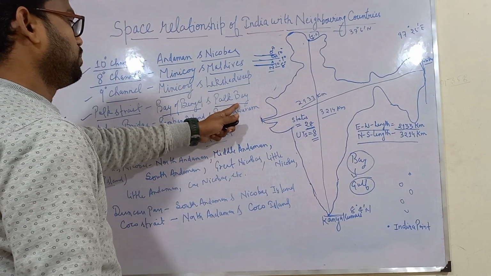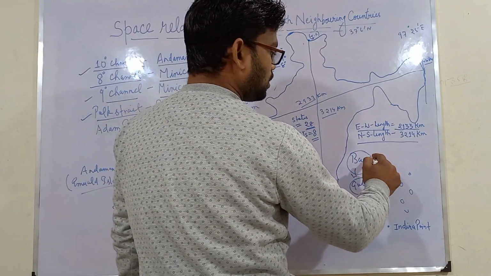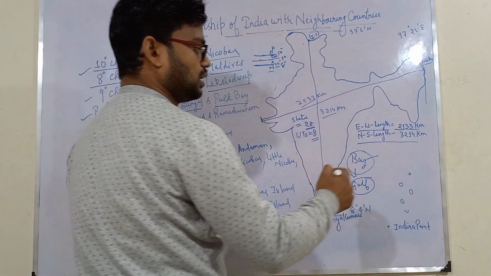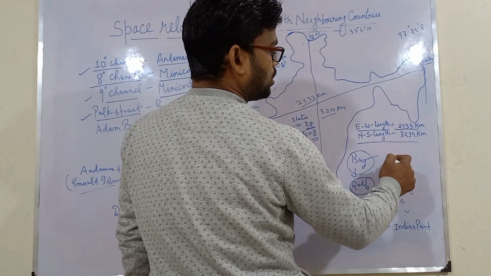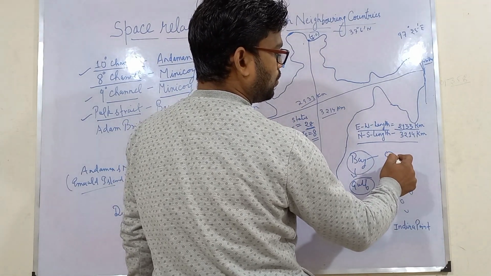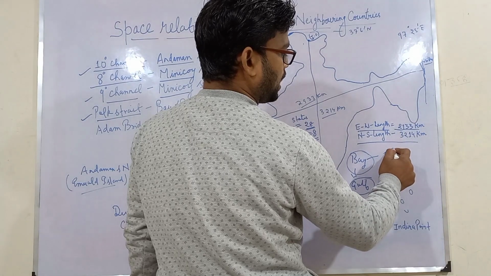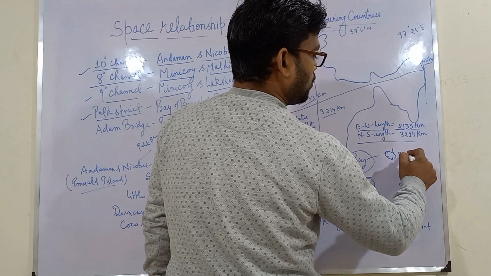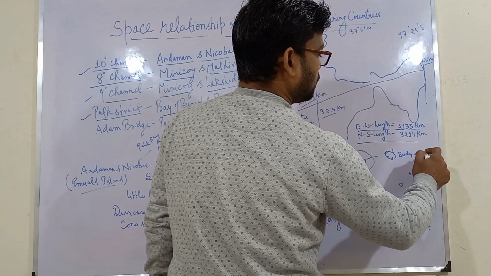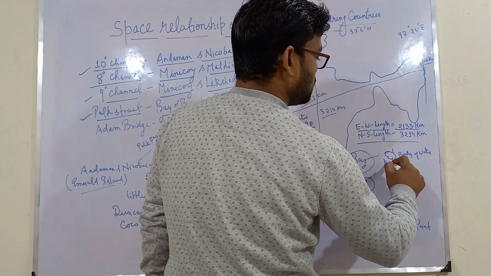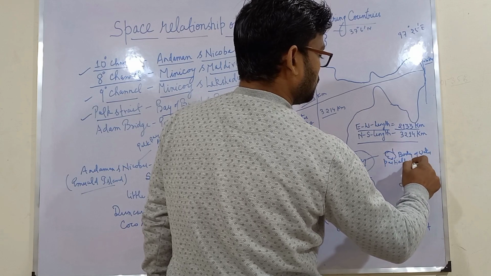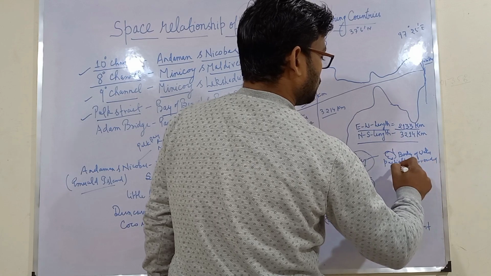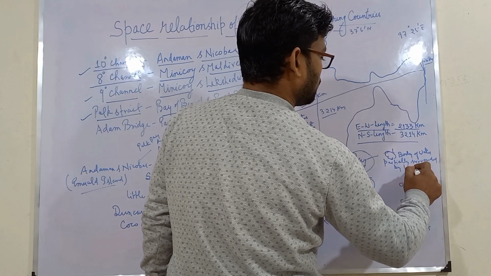So what is actually bay? So see, bay is nothing but a body of water partially surrounded by the land. For example, this is the body of water. It is surrounded from all these sides with land. So means body of water partially surrounded by land.